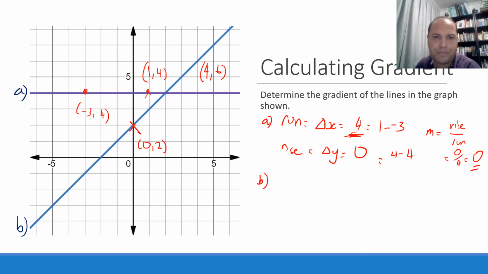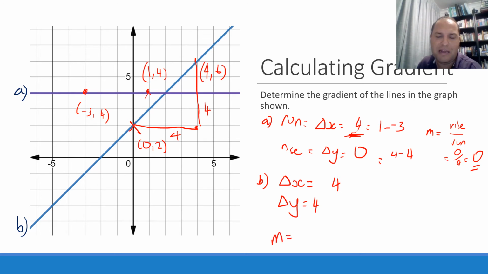Okay. So once again, if we're going to do our run first, or our change in x, we've gone from 0 to 4. So that's 4 places, that's the distance there. And then from 2 up to 6, that's 4 places too.